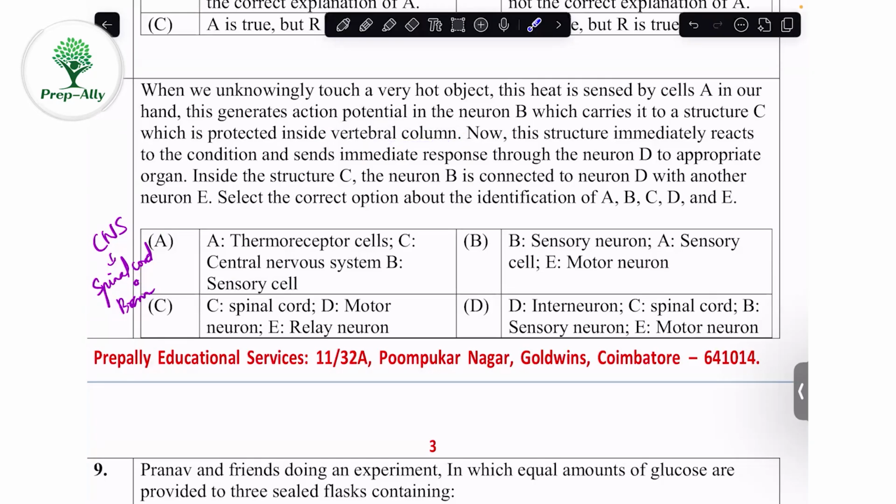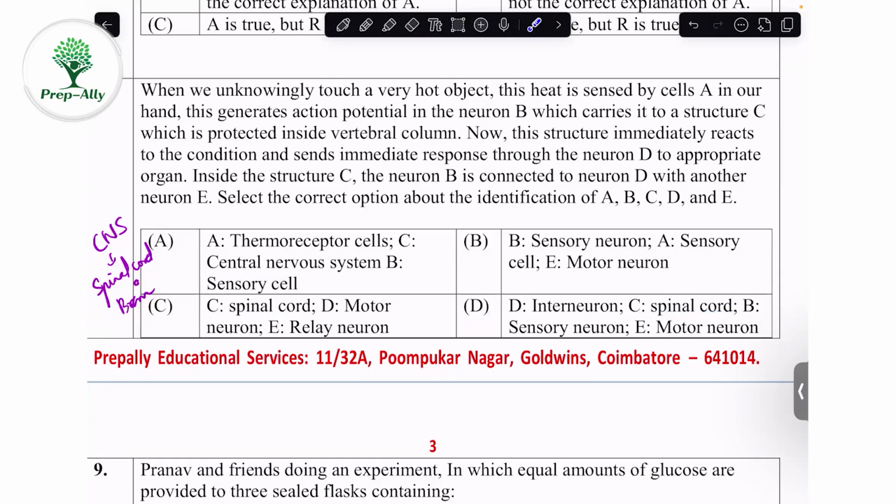Anyway, we'll keep this aside. We'll check any other thing. This C option also has this C spinal cord, and D option also has this C spinal cord. Then we'll see another option. We'll take E, E motor neuron.